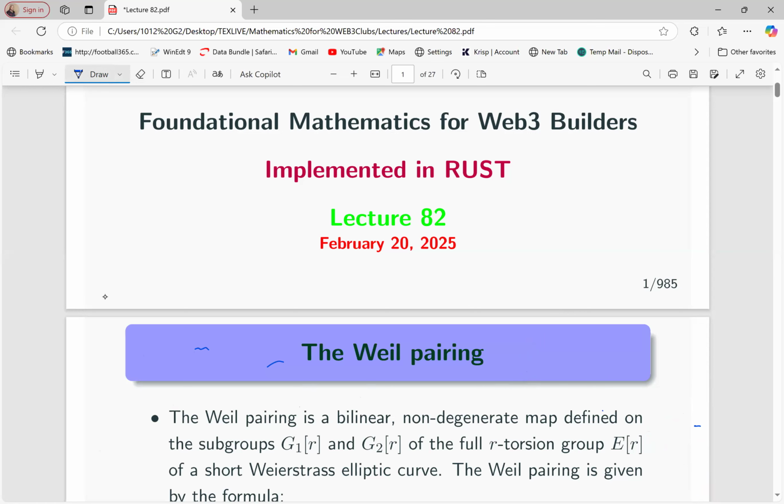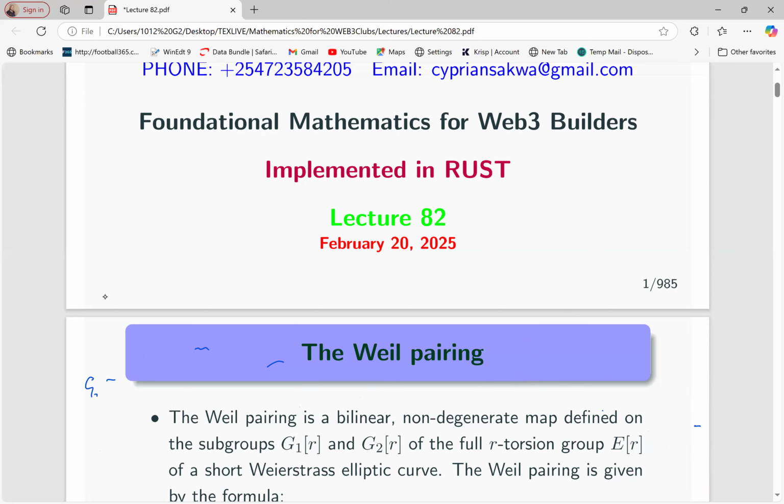We have this group G1. This group G1 has elements, has points. One of the points is the point at infinity, and then we have several other points. For instance, if it's 3 torsion, then we are only talking of 3 points here: the point at infinity and 2 other points. And then G2 would also have 3 points, the point at infinity and 2 other points.